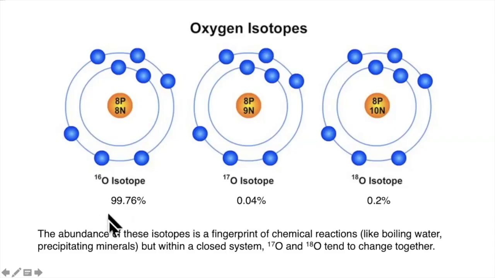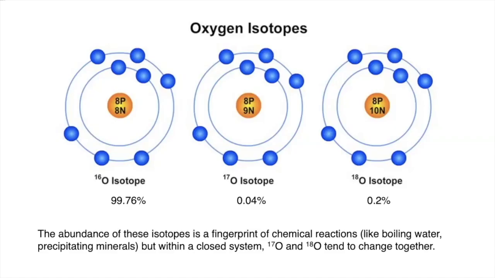It's 99.76% of all oxygen atoms. Oxygen-18 is next. It's 0.2%. And finally, there's oxygen-17 at 0.04%. So although the relative abundance of these isotopes is usually similar, it's not exactly the same. And small deviations in the amount of oxygen-17 and oxygen-18 can be used to fingerprint different chemical reactions. We'll come back to this again in the climate change module. Oxygen isotopes are a really common tool to examine climate change in the past.